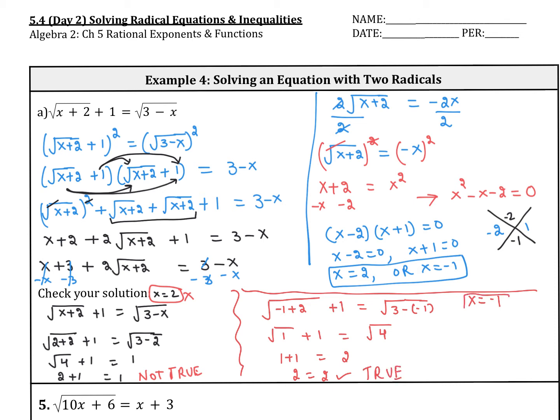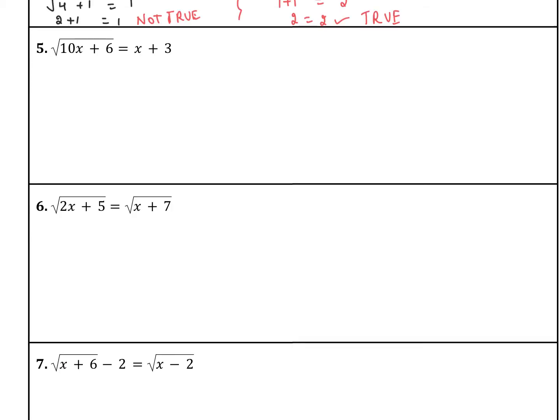So it means x equals -1 is not a solution. So this is a solution, this is not a solution. Now we are going to discuss number 5, 6, and 7.